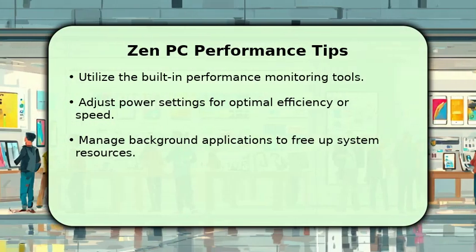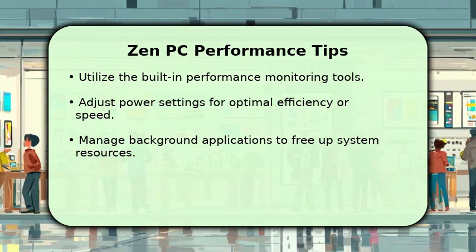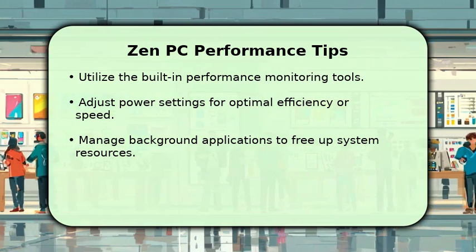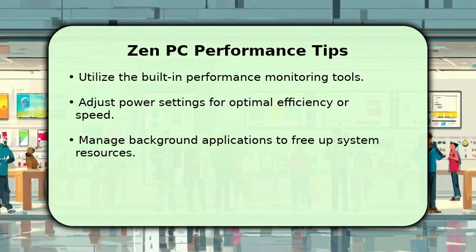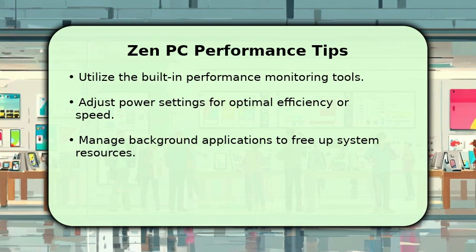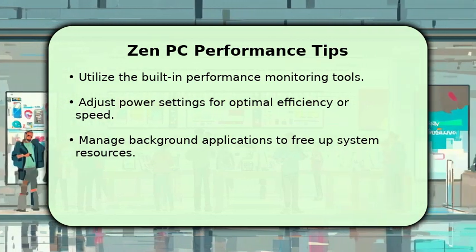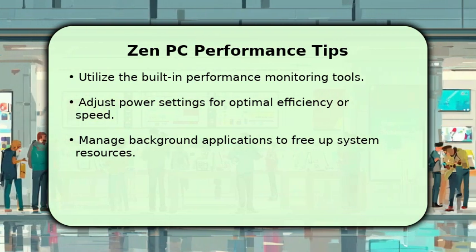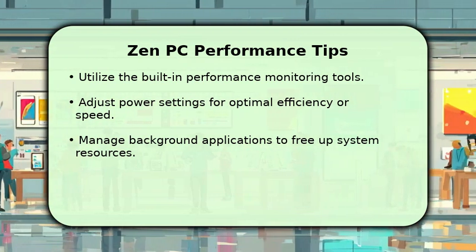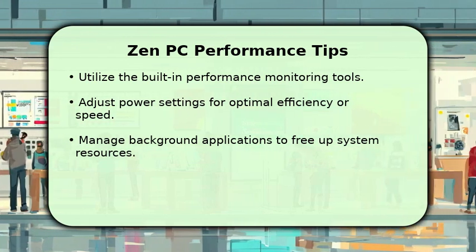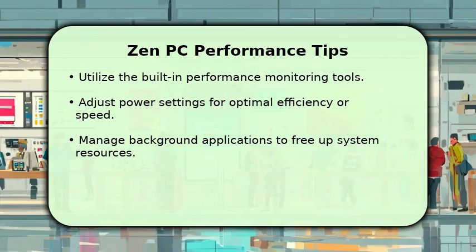To get the most out of your Zen PC, optimizing performance is key. We'll explore how to use the built-in system monitor to track resource usage, like CPU and memory. Discover how adjusting power plans can significantly impact battery life or processing speed. Plus, learn to close unnecessary background apps, freeing up valuable resources for your primary tasks, ensuring smooth operation.